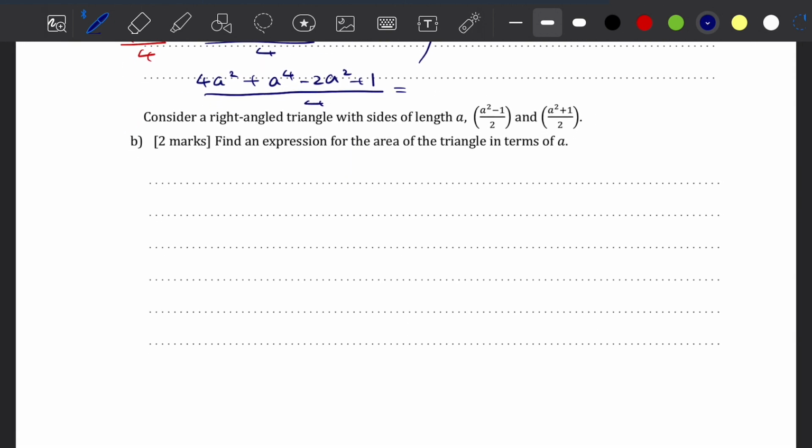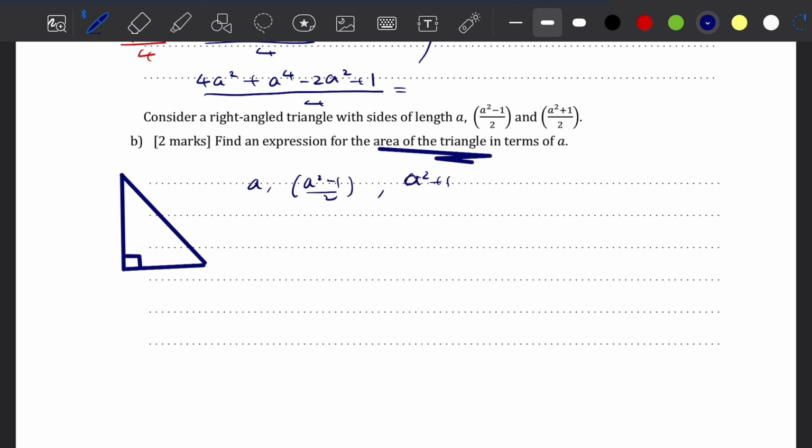Then let's do the second part of this question. We need to consider a right-angled triangle with sides of length (a squared minus 1) over 2 and (a squared plus 1) over 2. So this is the right-angled triangle, and the triangle has a shape like this, with a 90-degree angle here. We need to find the expression for the area of the triangle in terms of a. So we have a side a, (a squared minus 1) over 2, and (a squared plus 1) over 2.